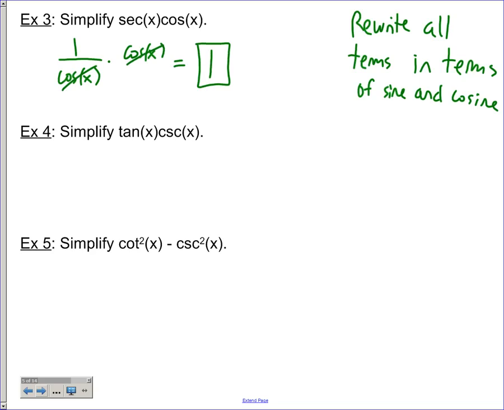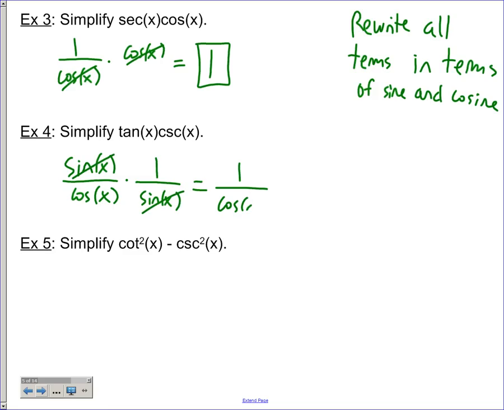Okay? And the next one, tangent of x, is sine of x over cosine of x, multiplied by cosecant x, which is 1 over sine of x. Cancel out our sines, and we're left with 1 over cosine of x. And we want to go one more step further and simplify that using our reciprocal identity to get secant of x.